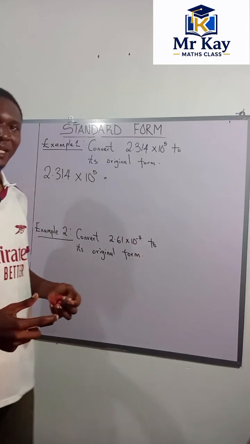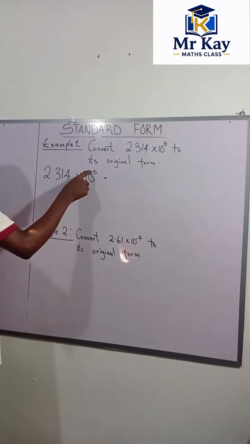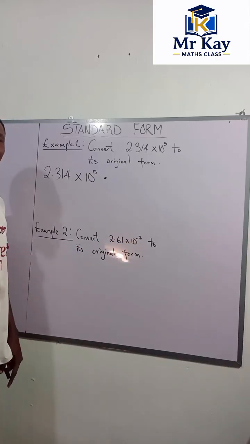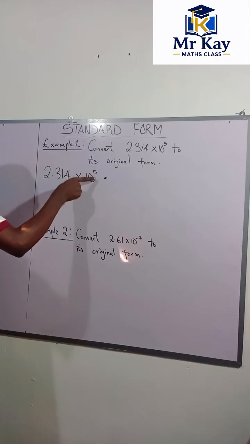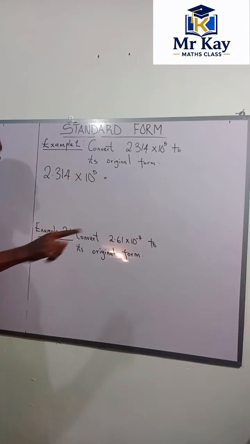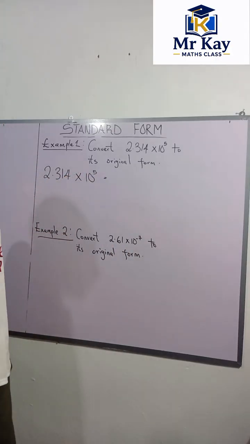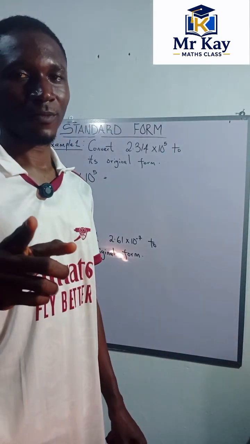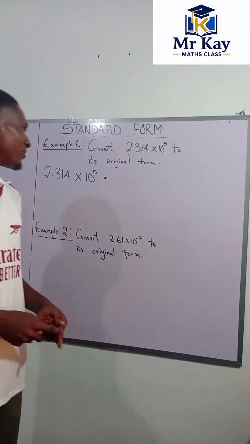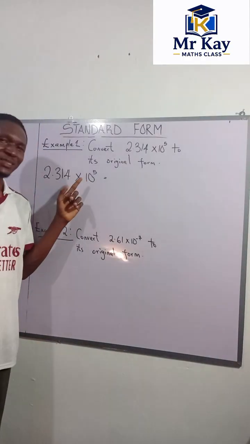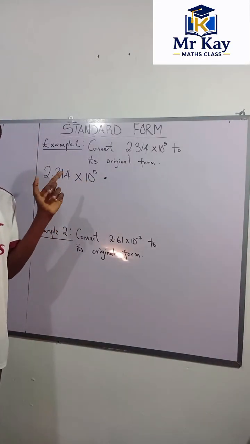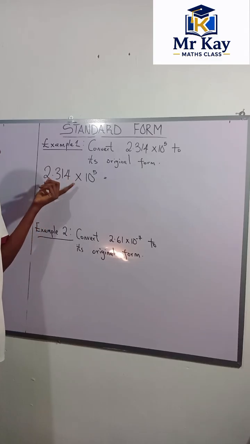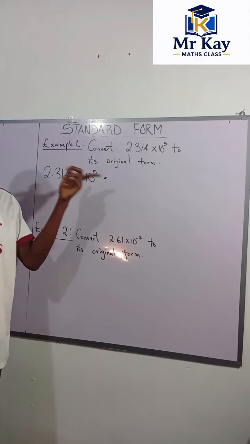Remember, when you move to the left, you use positive. And when you move to the right, you use negative. So if this number here is positive, that means it has been moved to the left. Are you getting what I'm saying? If it is positive, it means it has been moved to the left 5 times for us to get this number.